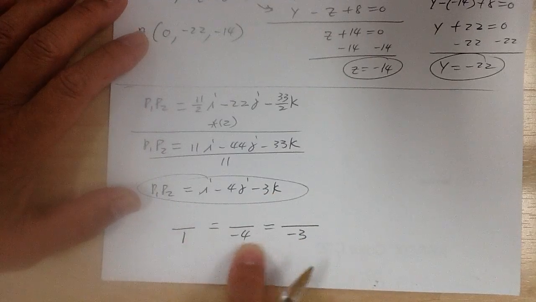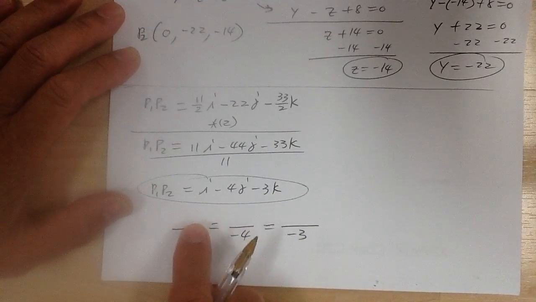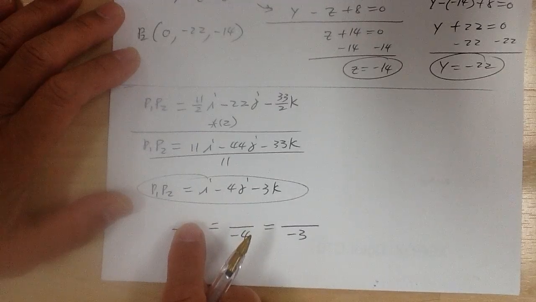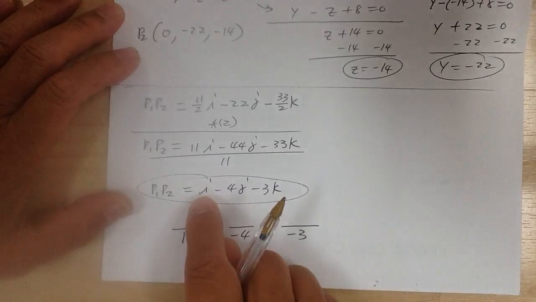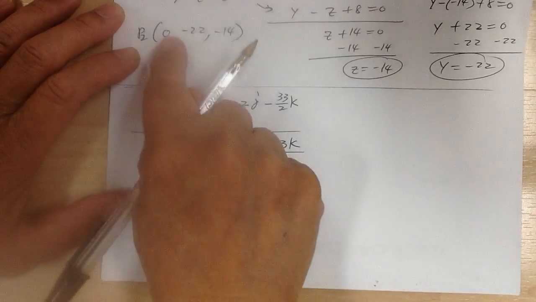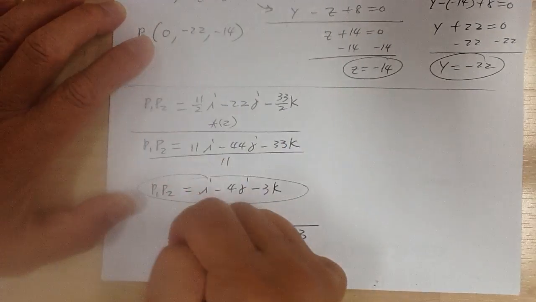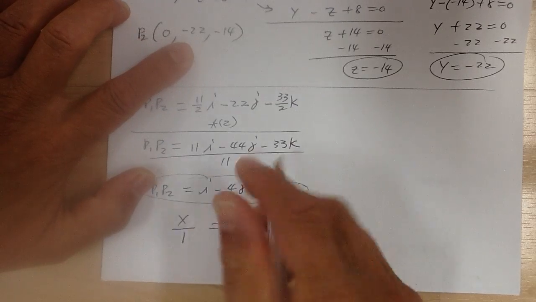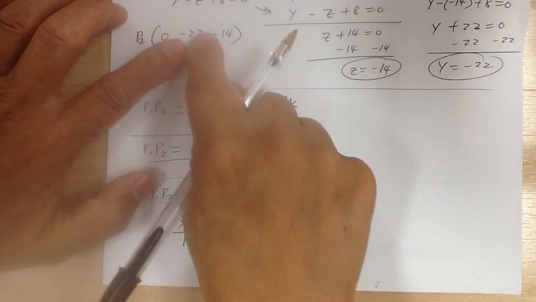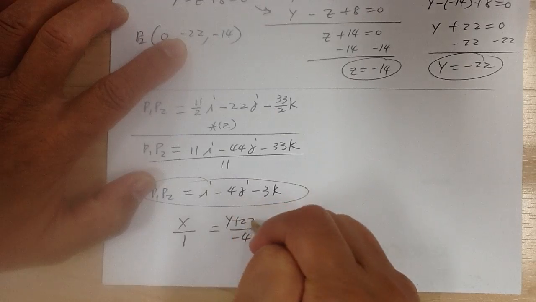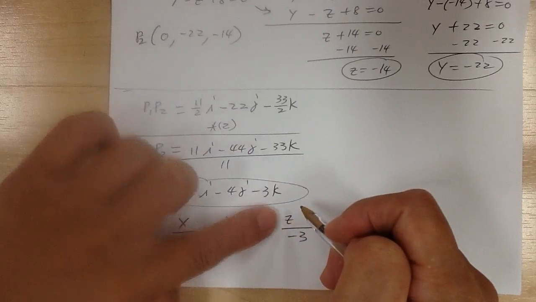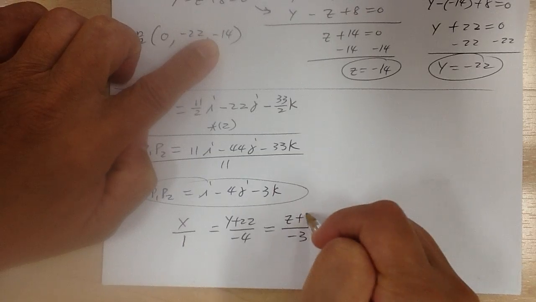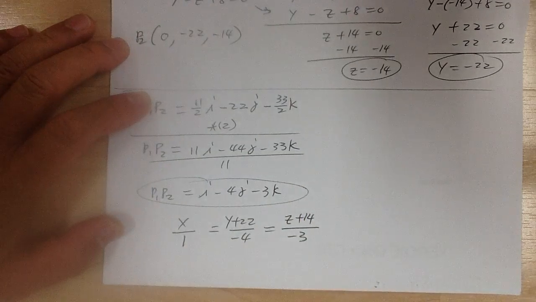On the top, you have to use the variable minus that point. I'm using this point, so it will be x minus 0, so I get x. Then I get y minus negative 22, so it becomes y plus 22. Then over here I get z minus negative 14, so it becomes z plus 14. And that's it.